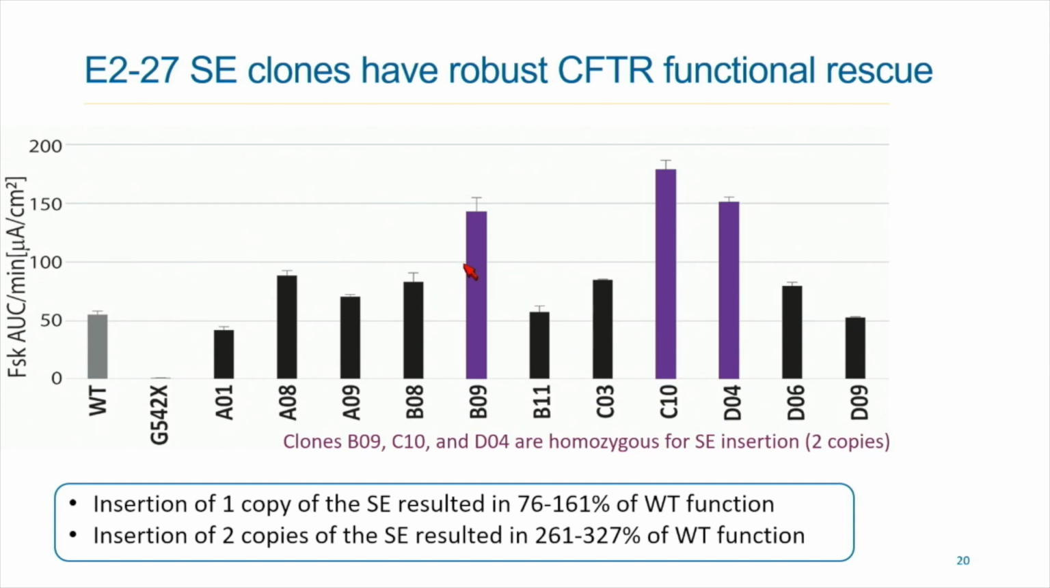And so in the clones that have 2 copies of CFTR, they should now have twice or more, if it's a really good superexon, levels of what you would see in the initial wild-type line. So with 2 copies of the superexon inserted, we saw about 261 to 327% of wild-type rescue, which was really exciting.